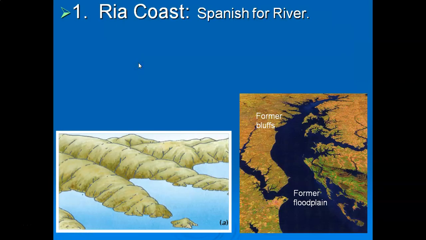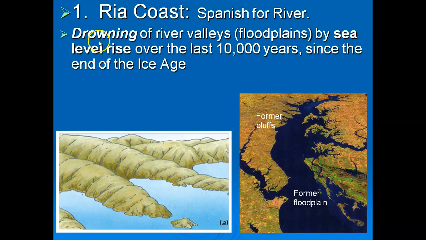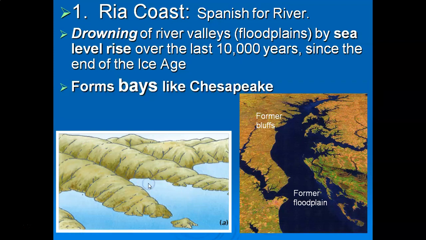It's called a Ria coast. Now, Ria means Rio, and in Spanish, Rio means river. So definitely rivers have something to do with it. Specifically, it's the drowning of river valleys or river floodplains by sea level rise over the last 10,000 years since the end of the Ice Age. So many former river valleys or floodplains became inundated as sea levels rose.